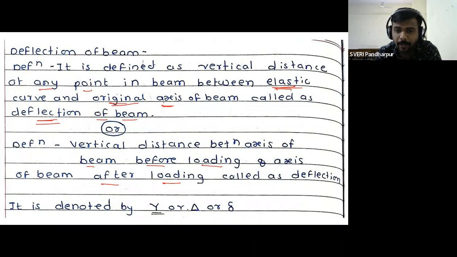It is denoted by capital Y or delta. The delta is represented in a triangular form also, and it has one sign which is represented at the end, delta. But most of the time we use Y as the deflection in our calculations and derivations.